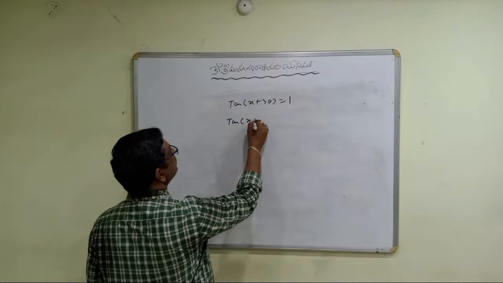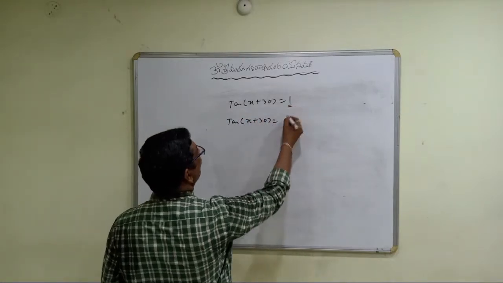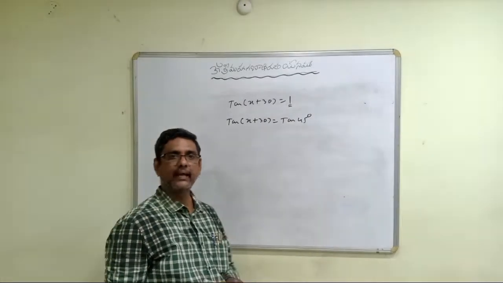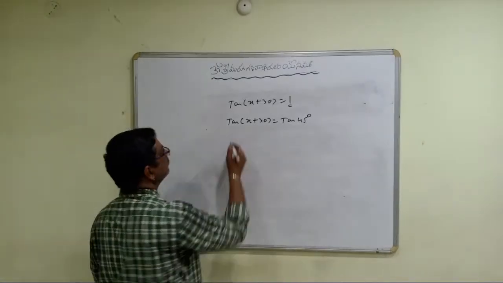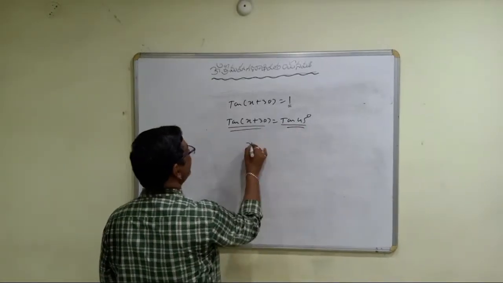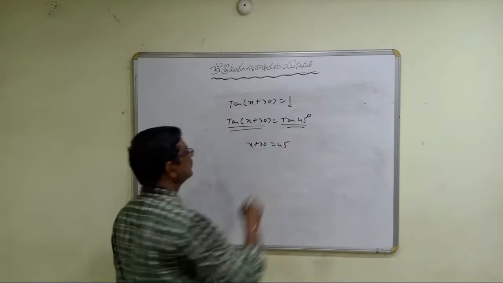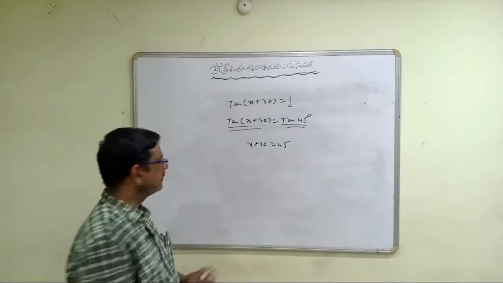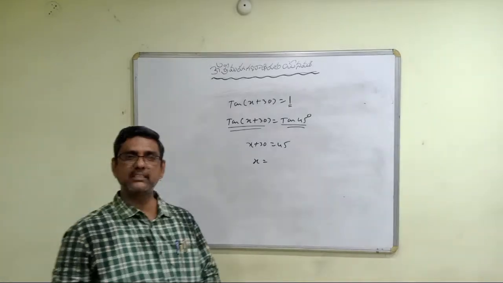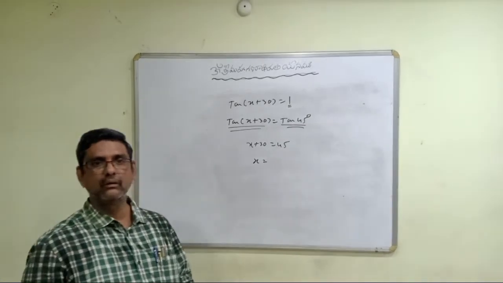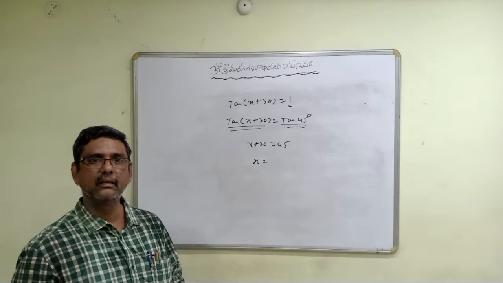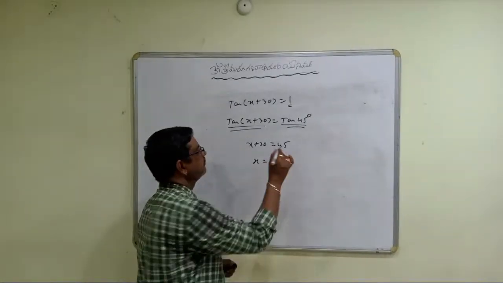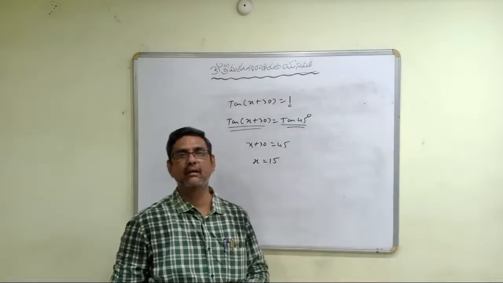Tan(x plus 30) equals 1. I can write 1 as tan 45. Now, since the ratios are equal, I can equate the angles. So x plus 30 is 45. Now what is x? It is up to you. Type the answer in the chat. What is x? Yes, 15 degrees. So the x value is 15 degrees.